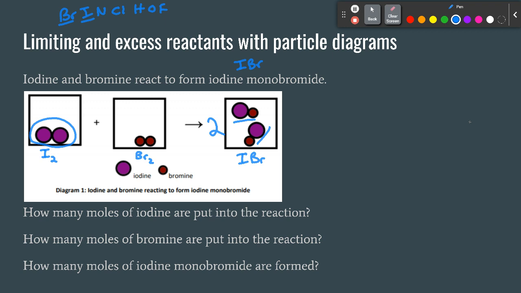Yeah, we only put one of those in. So how many moles of iodine are put into the reaction? Our first question's answer is 1. We only put one of those in. Our second question, how many moles of bromine are put into the reaction?